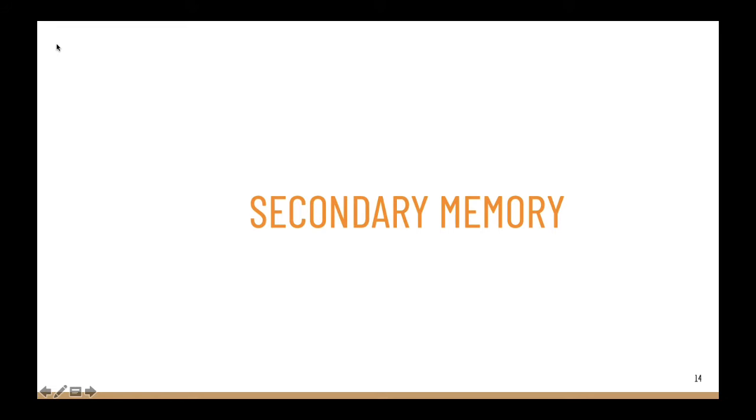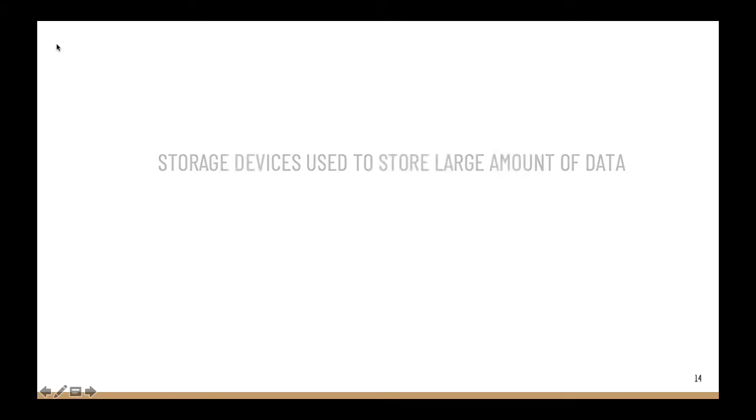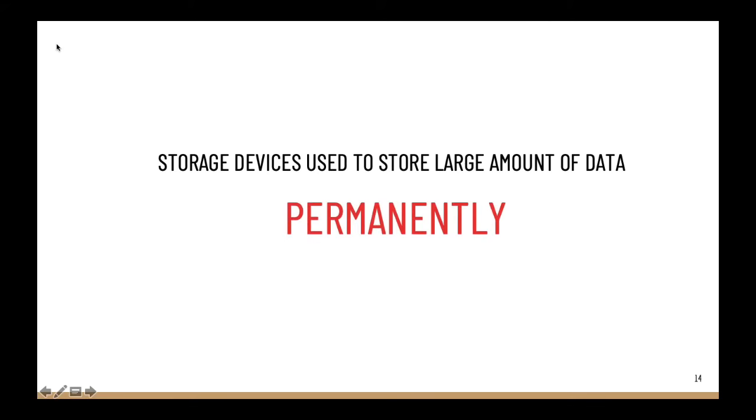Now we are done with primary memory. Let's go to secondary memory. So what is a secondary memory? It is the type of storage device that is used to store large amounts of data permanently. See, in case of primary memory, you cannot store large amounts of information.